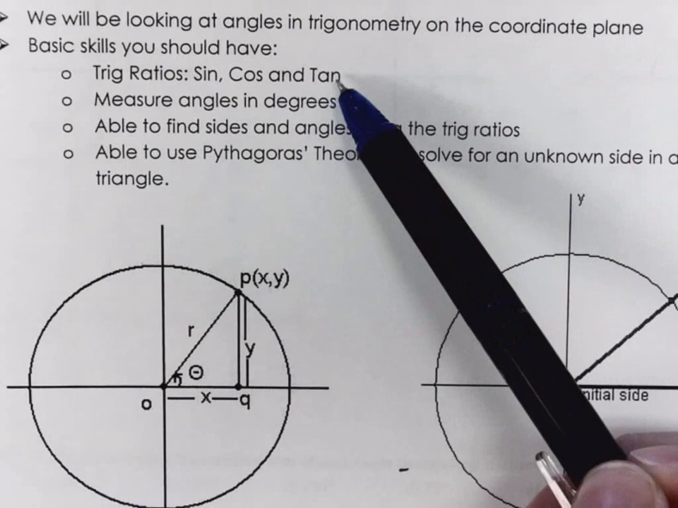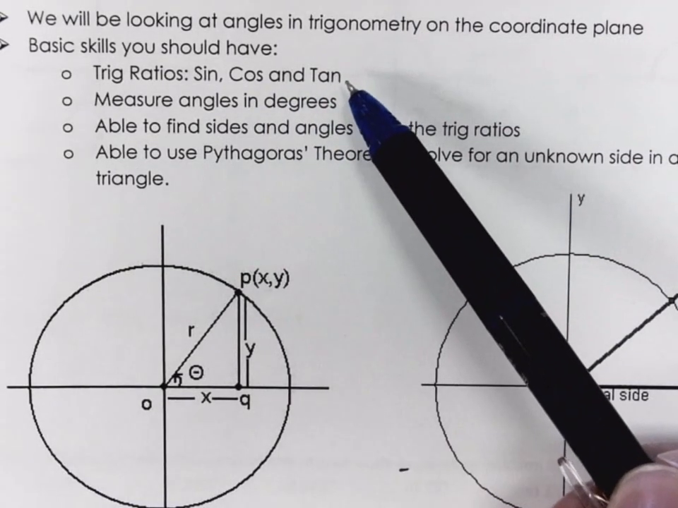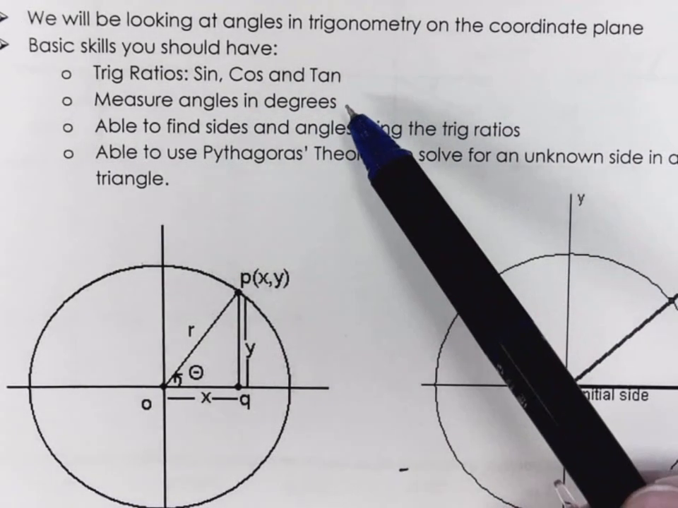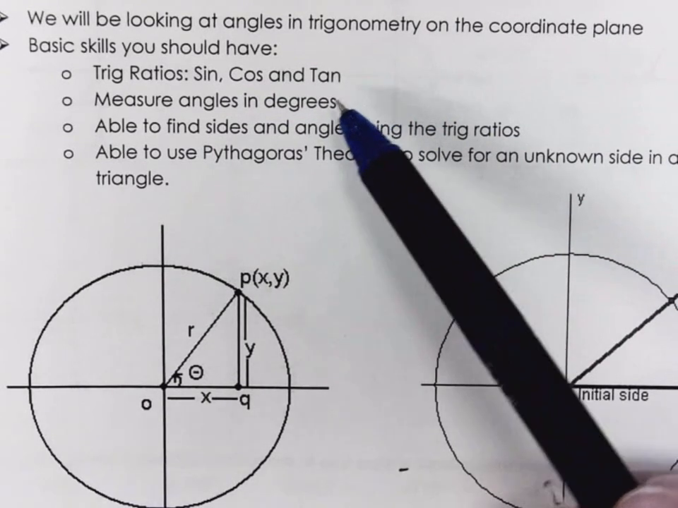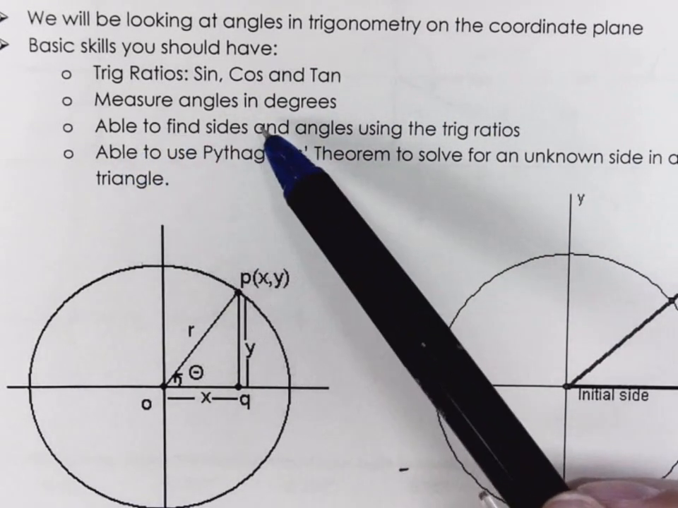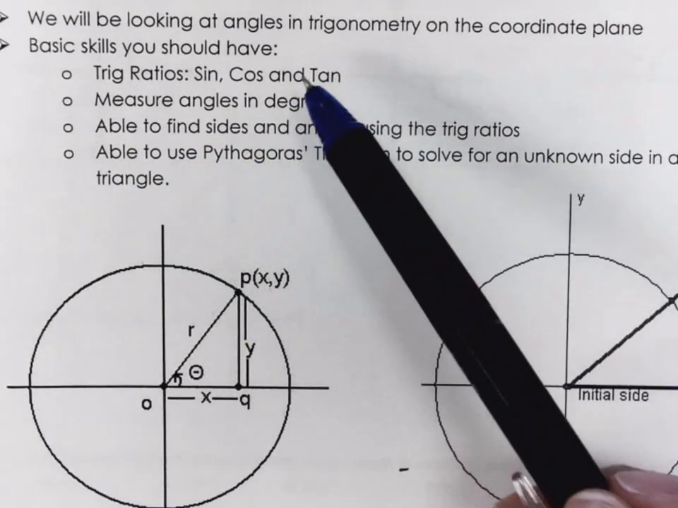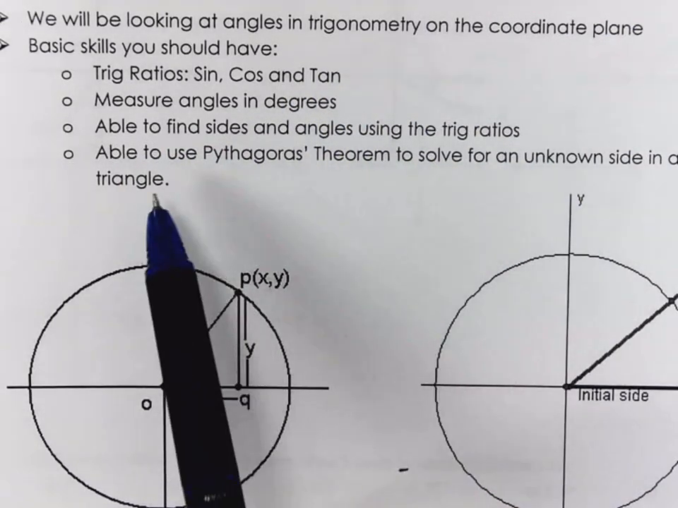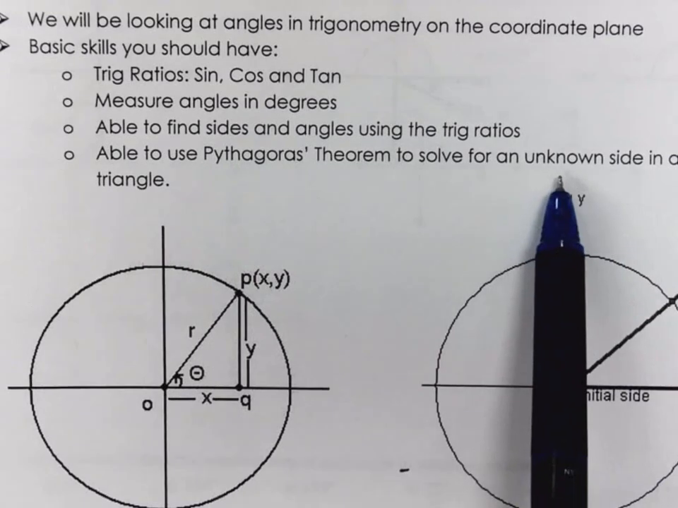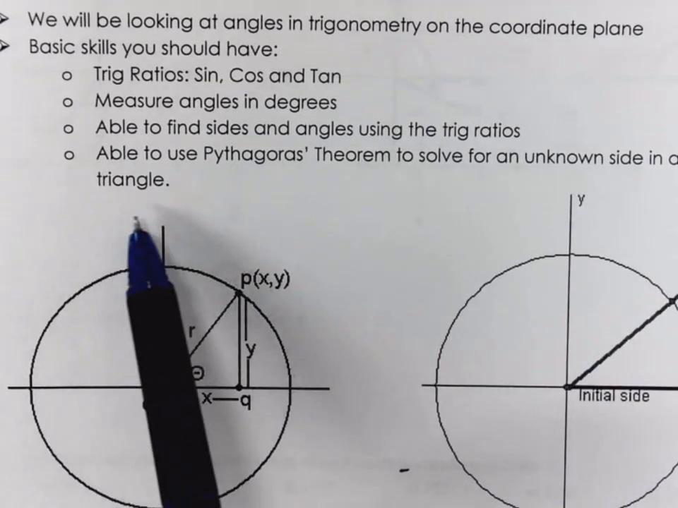Things that you need to know how to do. You need to be able to use your sine, cosine, and tan ratios, which hopefully you did yesterday. You're going to have to be able to deal in degrees, which I think you guys are fine with. You're going to be able to find sides and angles using any of those trig ratios, and able to use Pythagorean theorem to solve for any unknown side in a right triangle.